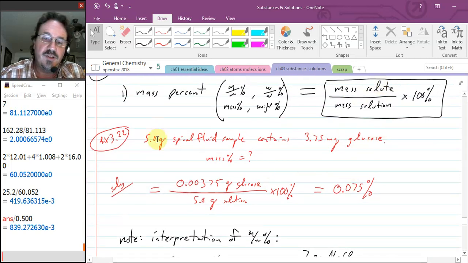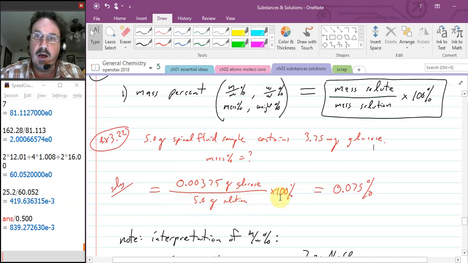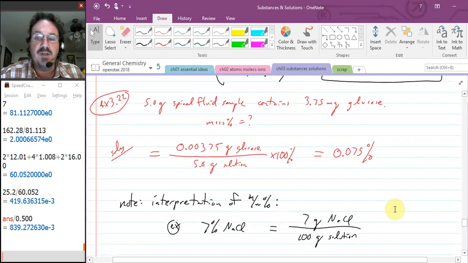Now the only trouble is this one's in grams, this one's in milligrams. You've got to use the same unit. And so this is the same as 0.00375 grams. All right? Grams of solute, glucose, on the top, grams of solution, 5.0, on the bottom. Do that division and multiply by 100 to convert to a percent, 0.075%. All right, so not very much, right? Very little bit of glucose in the spinal fluid. Pretty simple. Again, it's just solute per solution, but we're using different units. And we're expressing it as a percent.